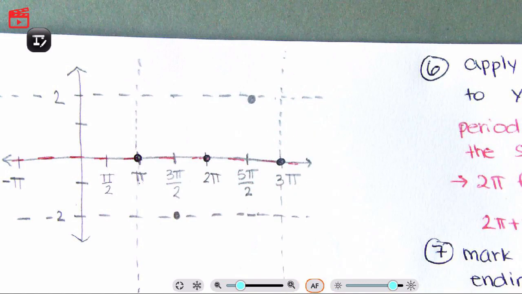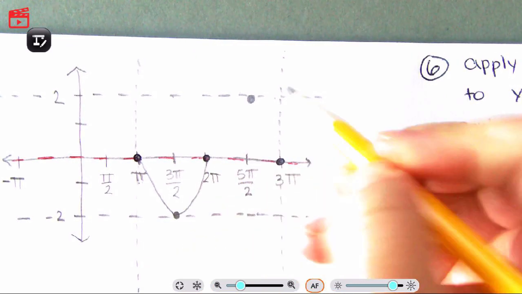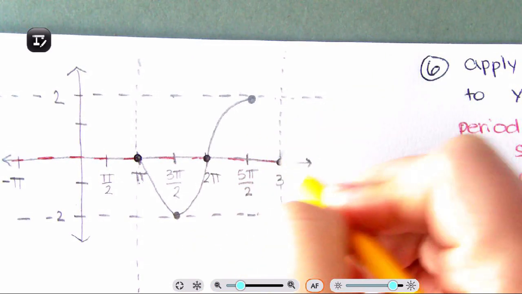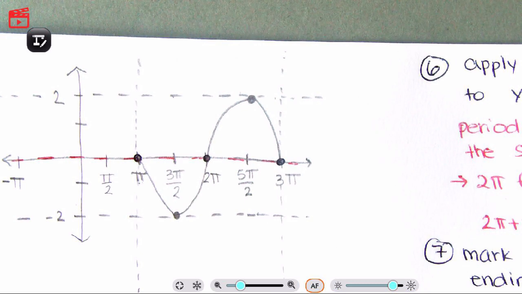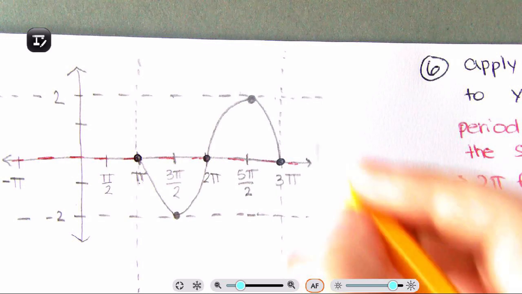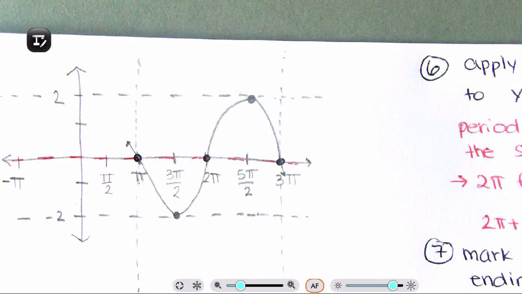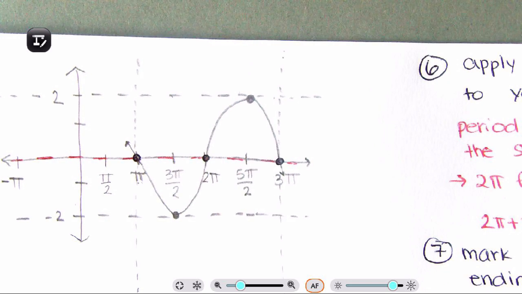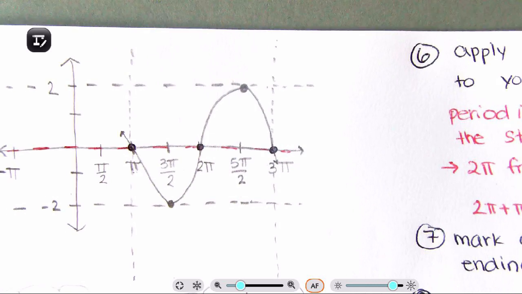So now that I have my 5 points, I get to sketch and connect. Again, if you can do this in one smooth motion, go for it. I cannot. And again, you cannot give me pointy edges. It's a sine curve, sine wave, so it has to be fluid. All right, there it is. All right, let's do more.